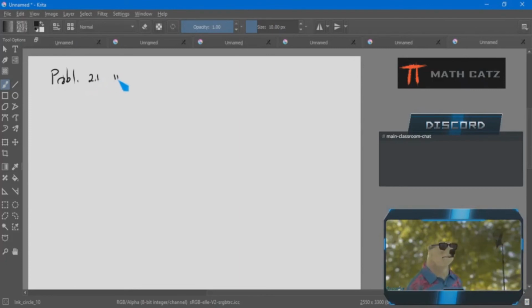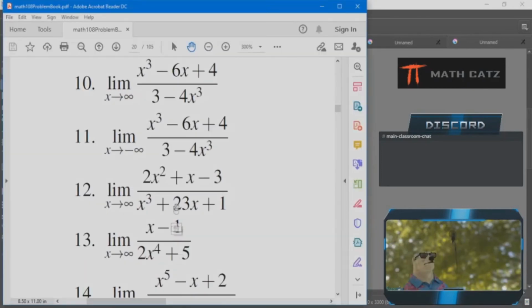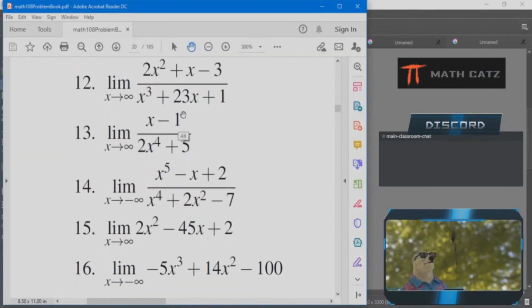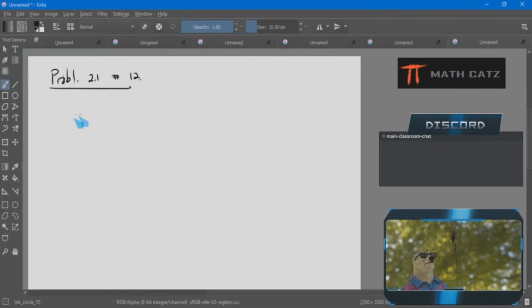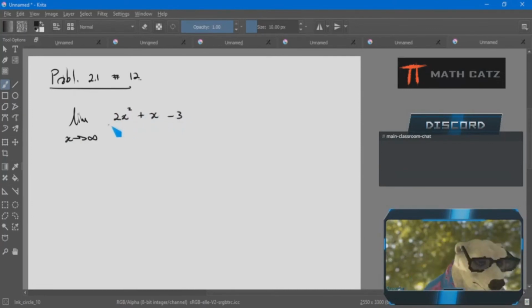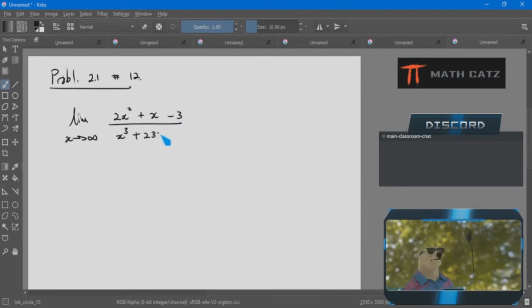2.1. I want to look at number 12. Number 12. Oh, there it is. Hello, number 12. Okay, so I have a limit, and I have 2x squared plus x minus 3, over x cubed plus 23x, randomly, plus 1.